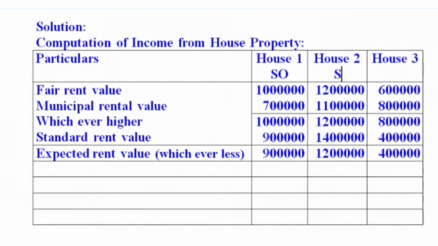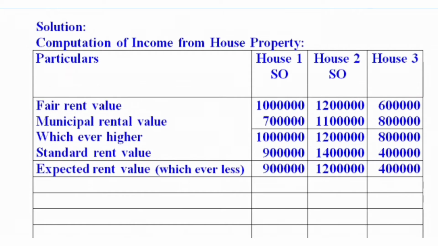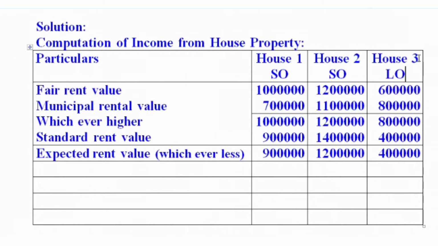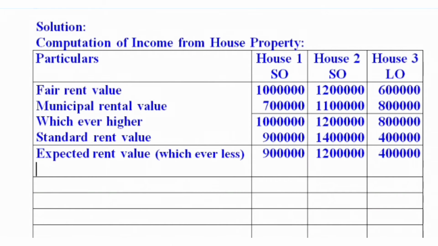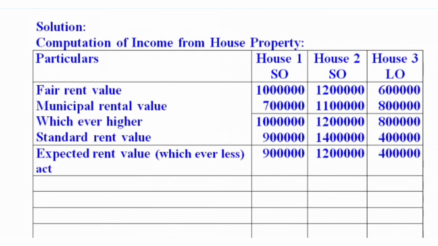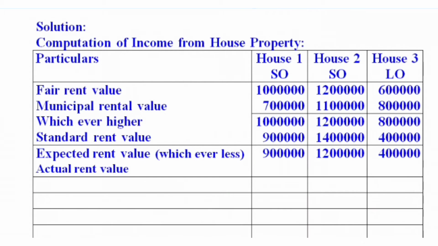Now we can determine which is going to be considered as self-occupied and which is to be let out. So on comparing the ERV values of the three houses, the lesser is going to be deemed to be let out. The lesser value is house 3, compared to the other two houses. So house 3 is going to be deemed to be let out, and the remaining two houses are going to be considered for his own residential purpose, that is self-occupied.